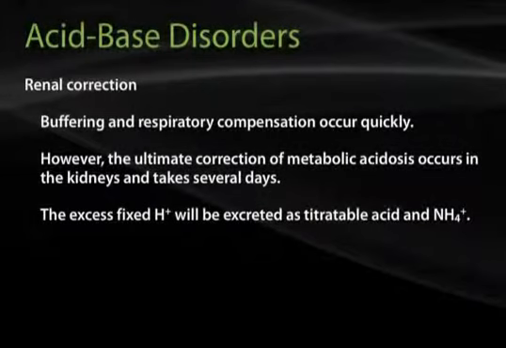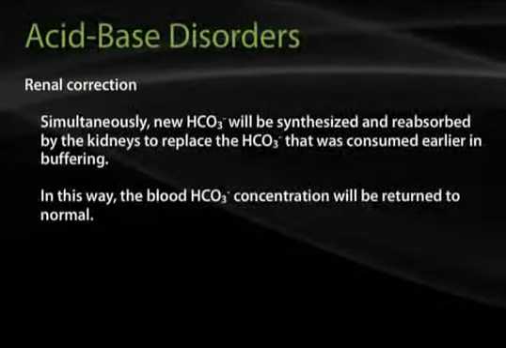The last step is renal correction. Buffering and respiratory compensation occur quickly. However, the ultimate correction of metabolic acidosis occurs in the kidneys and will take several days. The excess fixed hydrogen will be excreted as titratable acid and ammonium. Simultaneously, new bicarbonate will be synthesized and reabsorbed by the kidneys to replace the bicarbonate that was consumed earlier in buffering. In this way, the blood bicarbonate concentration will be returned to normal.